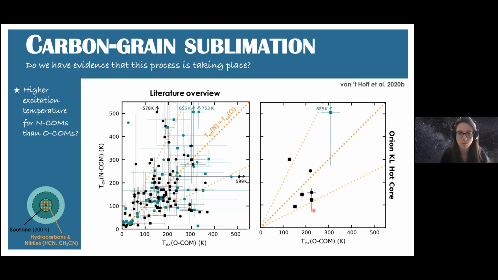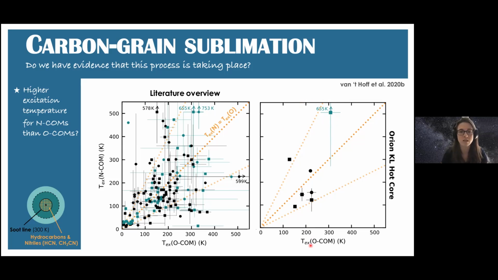And this is just one example of Orion KL and the different studies that have been done. And you can see that there's quite a difference in results just for this one source, with some results showing the nitrogen-bearing molecules much warmer, especially this result, but there's also where this evidence is much less strong.